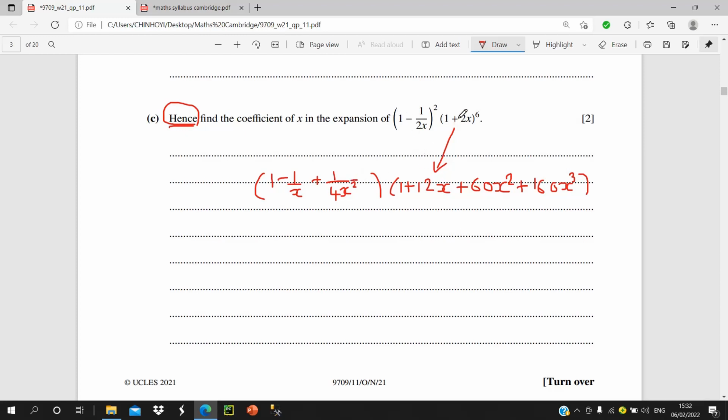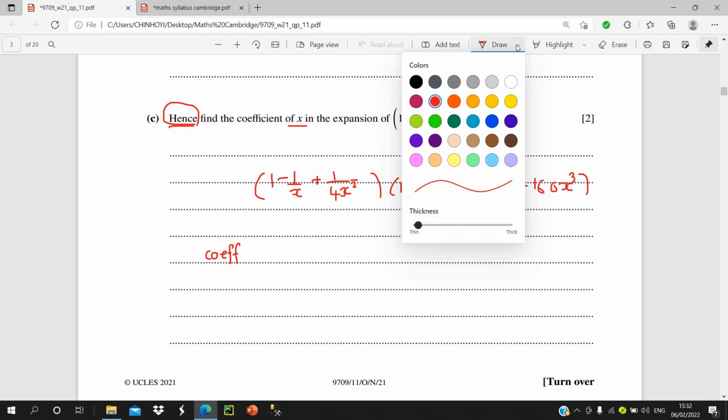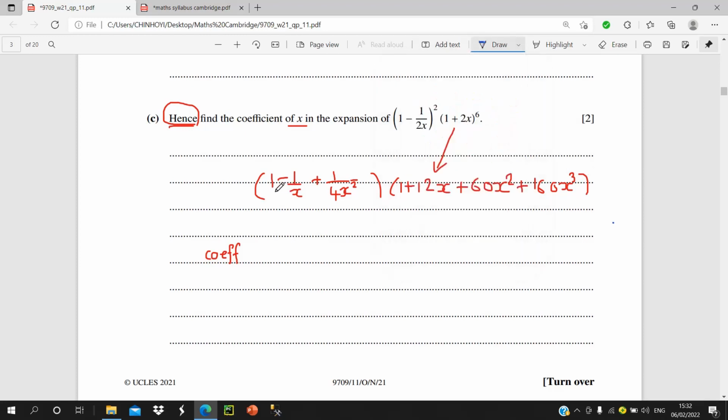So this one is the expansion for this, but they are saying find the coefficient of x. So coefficient of x, how are we going to get the coefficient of x when we are expanding these two brackets? For us to get the coefficient of x, here's what we are going to do. This 1 is going to multiply with the coefficient of x in the next bracket.